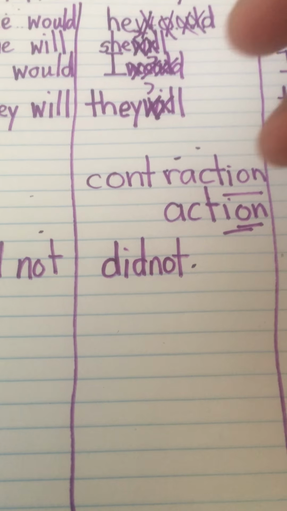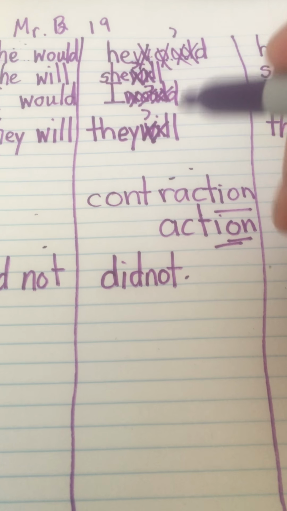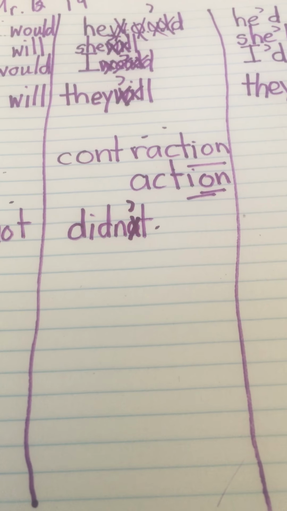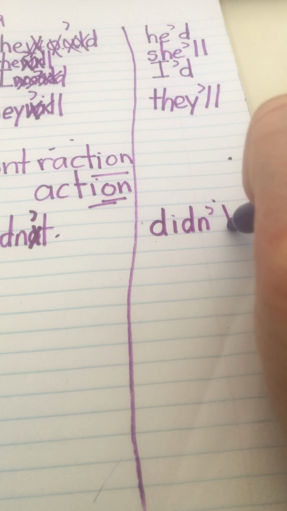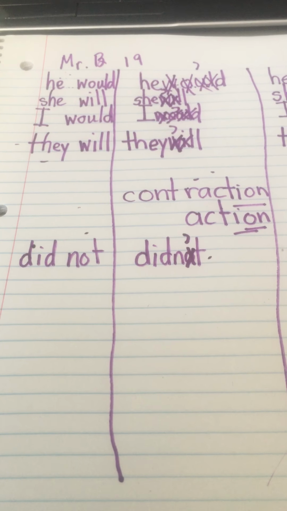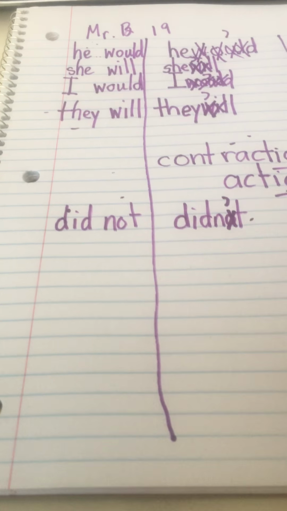Right? And then for contractions with the word not, all we do is we just get rid of one letter, the O in not. Replace it with an apostrophe, and the new word, the contraction, is didn't. So did not becomes didn't. All right, let's try another one.